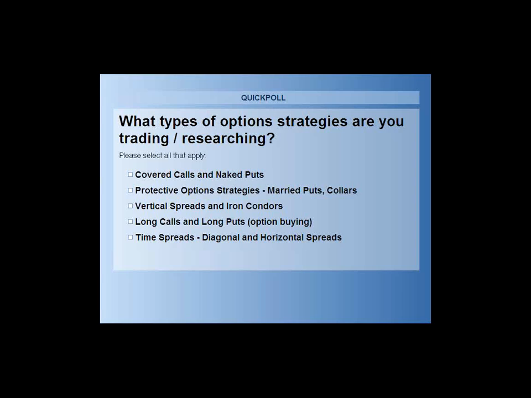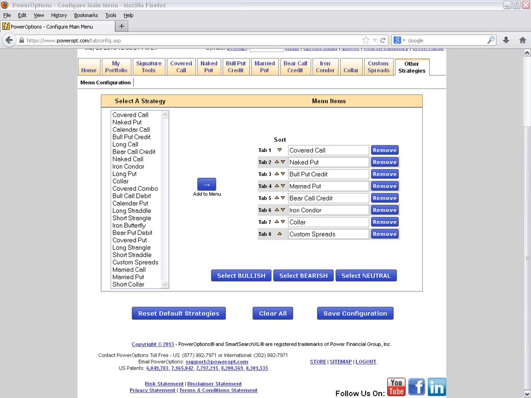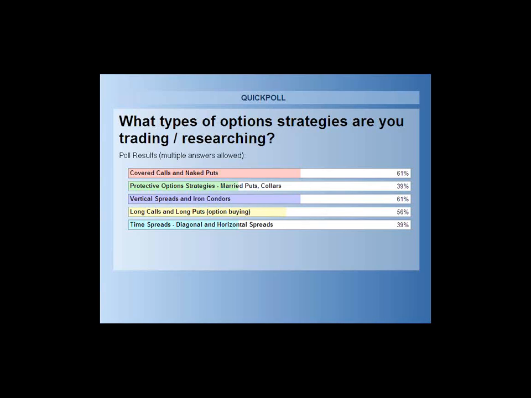All right, let's go ahead and close the poll, ladies and gentlemen. We've got a tie today so far, it looks like, unless the last vote comes in. But it looks like we have a tie today. So we have 61% of our audience doing covered calls and naked puts. 39% of our audience is doing the protective option strategies.